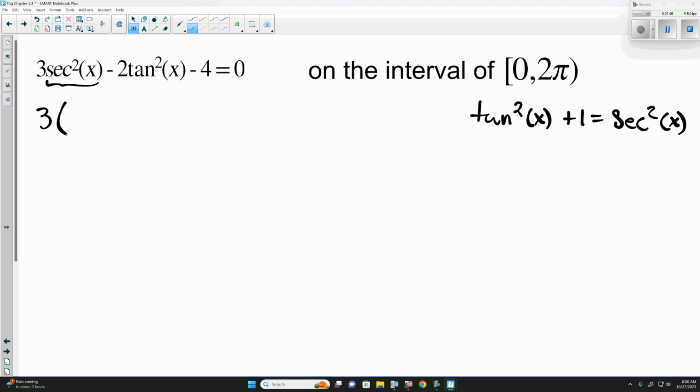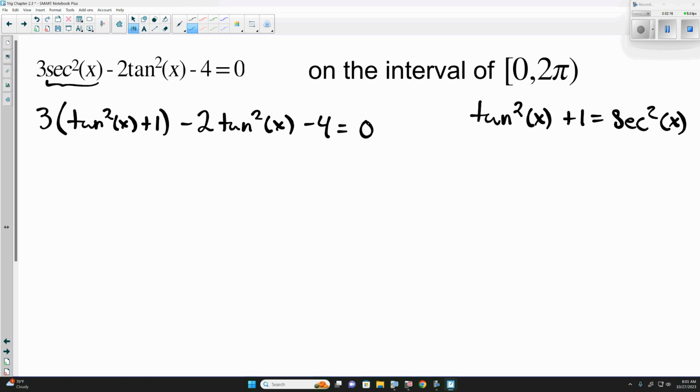So we'd still have the 3, but instead of secant squared, we have tangent squared of x plus 1. And we get this here. Because whenever we solve, we either need it all in terms of sine, all in terms of cosine, all in terms of tangent, all of the equation in terms of the same trigonometric function. That way we can solve from one to the other.